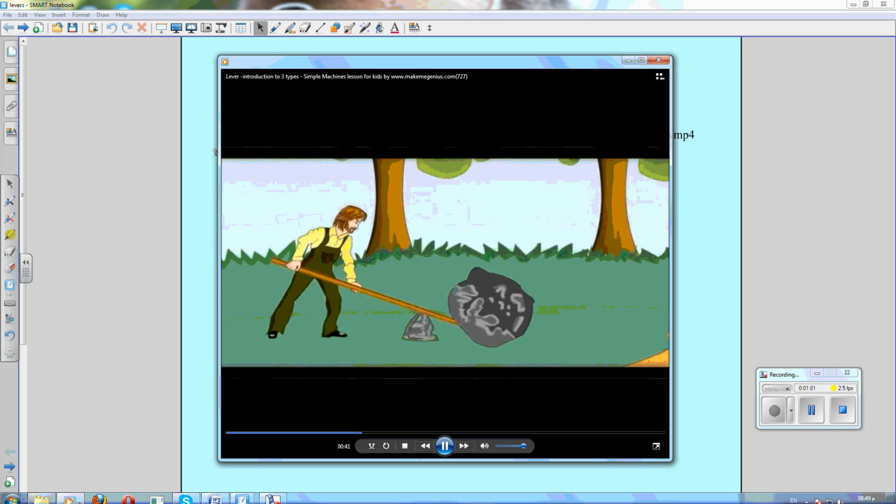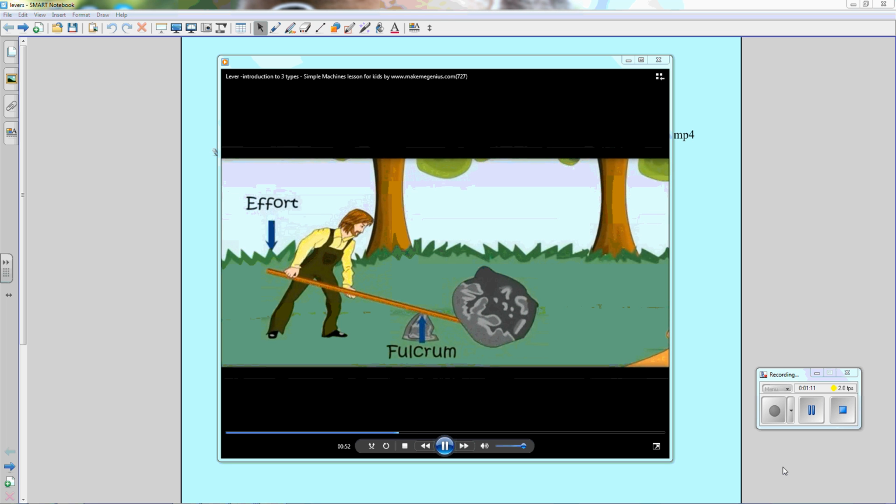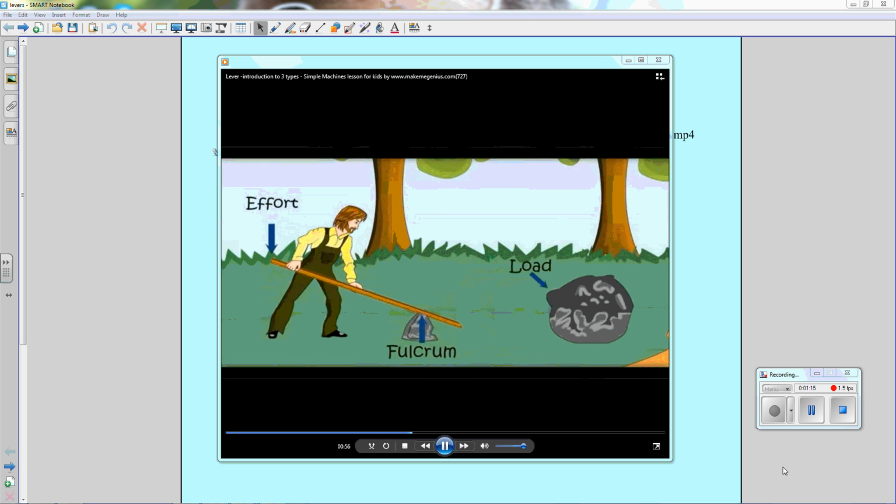Lever? Hey, it is fixed at one point. Yes, the fixed part is called fulcrum. And see, he's putting force with his hands. It is called effort. What is the stone called here? Oh, it is called the load.